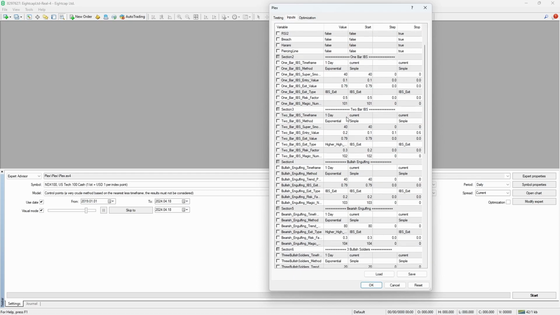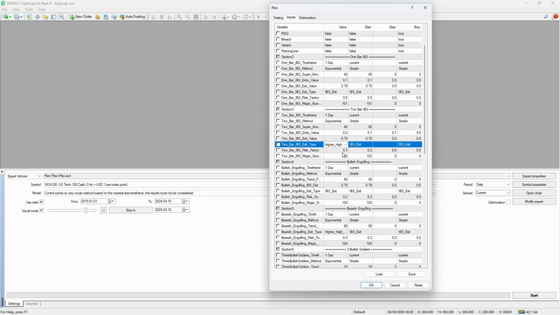So the 2-bar trades on the daily time frame, uses a 40 exponential as the super smoother, and the entry is 0.2. Now there is an exit value here of 0.79, which is the same exit as the 1-bar. However, for this we're using a different exit type. So you can see at the moment I have 4 different exit types depending on the strategy. So if I switch it to IBS exit, it would actually use this value, but I'm using the high exit, which means if the current bar closes above the high of the previous bar, then it would exit the trade.